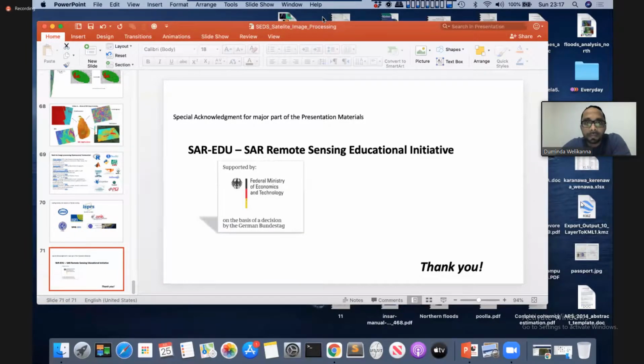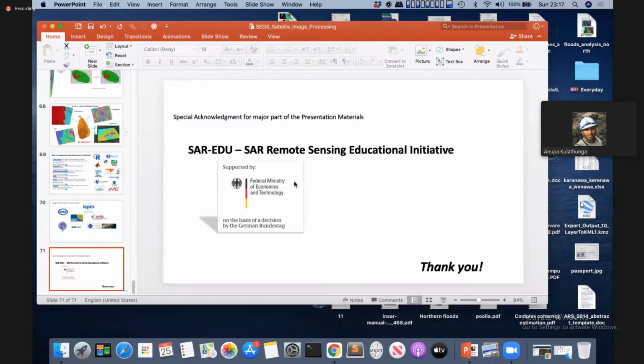Hello, sir. I have a question. You said that when we take SAR images, we take those images at an angle. So I think when we get it like that, that image could be warped, and how can we go through that?